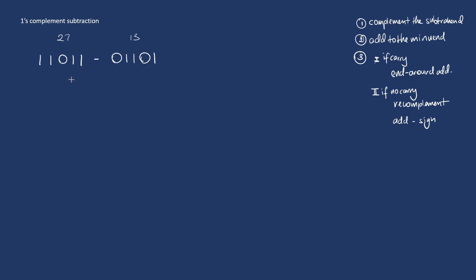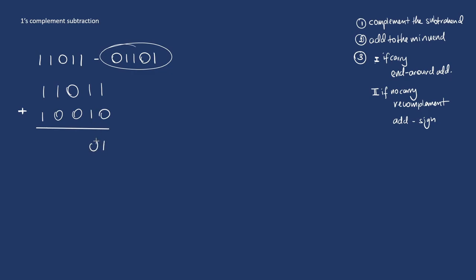But let's go ahead with the subtraction with 1's complement. Now, we have to complement this using 1's complement. So that's 1, 1, 0, 1, 1, and we add the 1's complement, 1, 0, 0, 1, 0. Okay, adding this gives us 1, 0 carries 1, so that's 1, 1, and 0, 1.